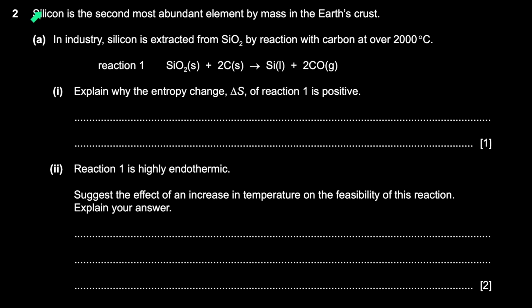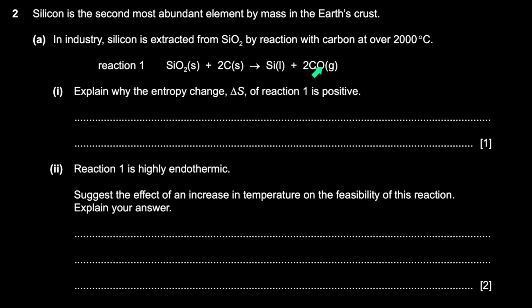Here we have question number 2, which says silicon is the second most abundant element by mass in the Earth's crust. In industry, silicon is extracted from SiO2 by reaction with carbon at over 2000 degrees Celsius. Explain why the entropy change of this reaction is positive. So why do we have an increase in entropy in this reaction?